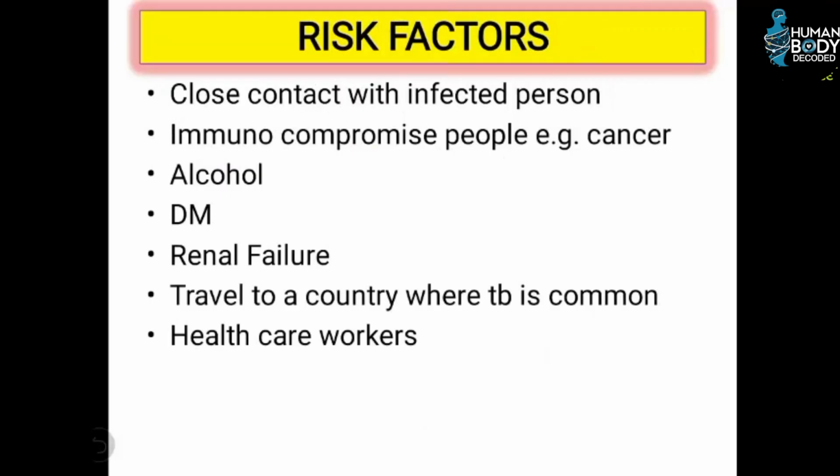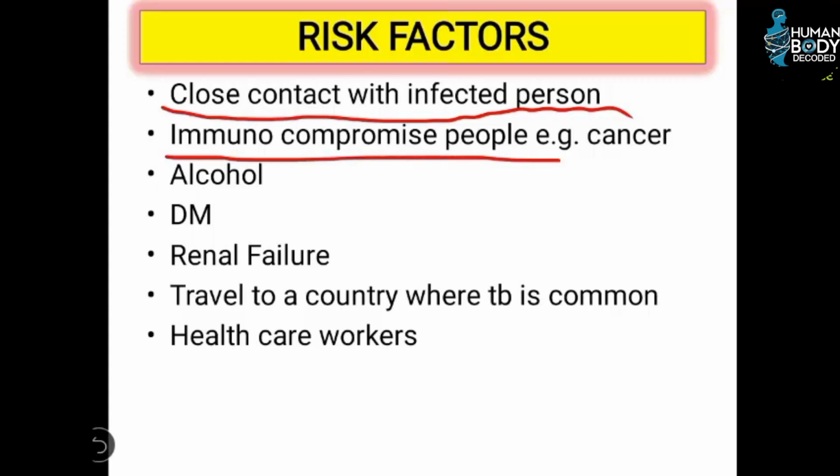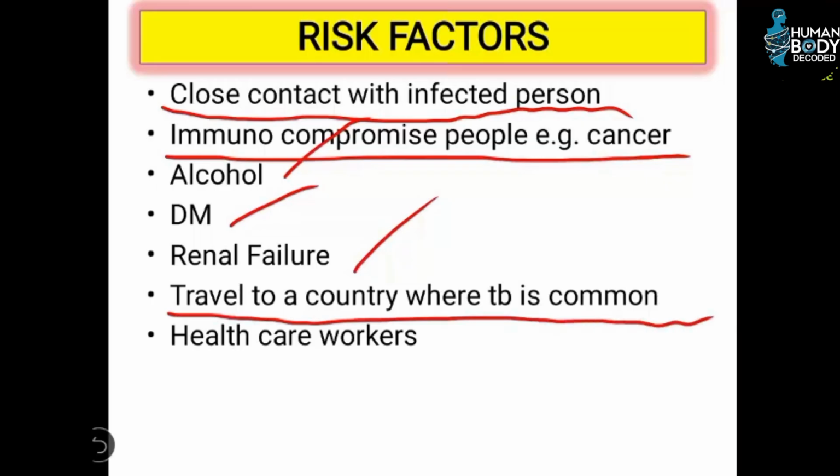Risk factors for TB. Certain factors increase the likelihood of contracting TB, including: 1. Close contact with a TB patient. 2. Weakened immune systems, such as in cancer patients, HIV/AIDS patients. 3. Chronic illnesses like diabetes, kidney or liver disease, alcohol dependency. 4. Travel to areas where TB is widespread. 5. Healthcare workers who are regularly exposed to TB patients.